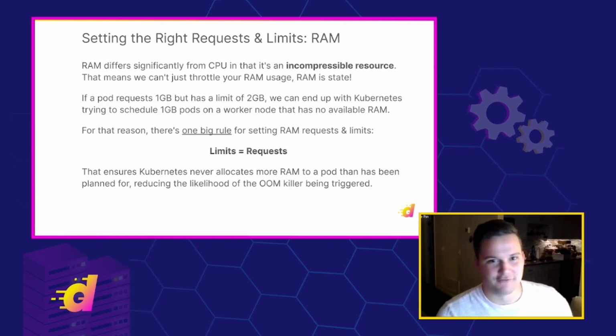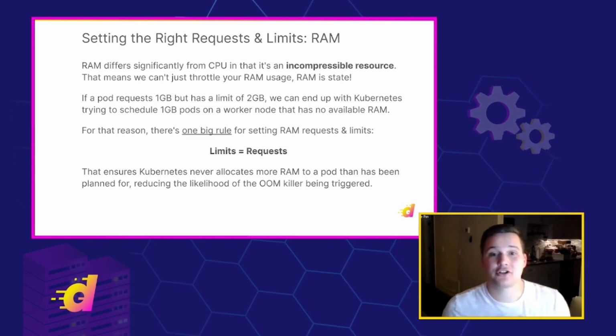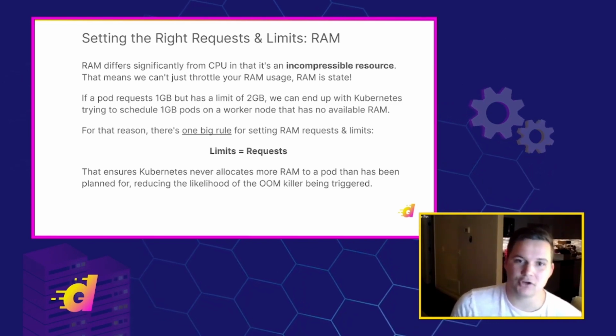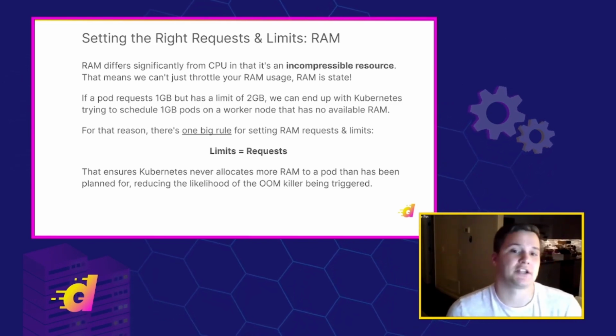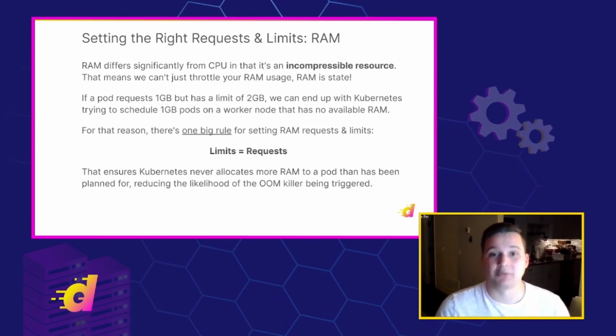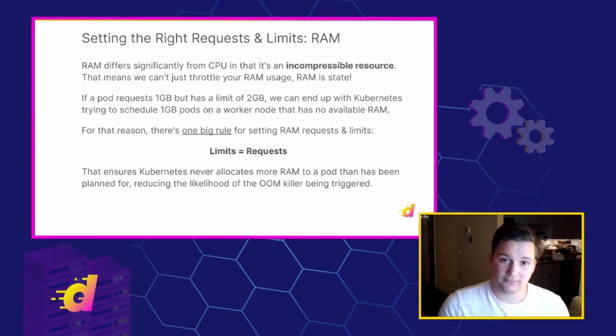It's a really vicious cycle, and it's one of those things that's really hard to track down. It's hard to figure out why this is happening if you don't understand where to look. Limits and requests are a key place to start if you're having problems like that with your worker nodes.